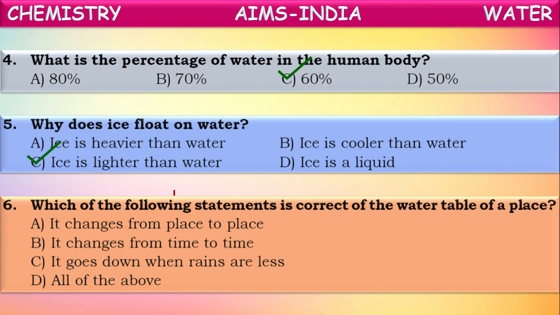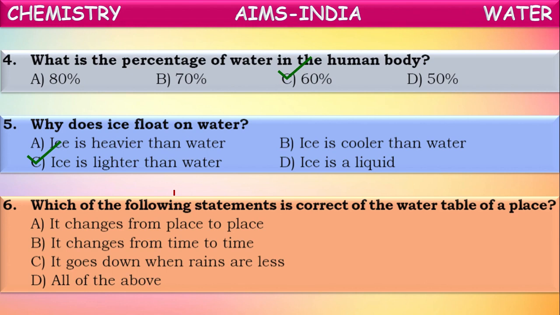So the water table will be at low depth, isn't it? If you take the summer season, what happens? There will be no rains and the consumption of water will be more. We collect more groundwater, so the water table will be depleted. So time also affects it. It goes down when rains are less.